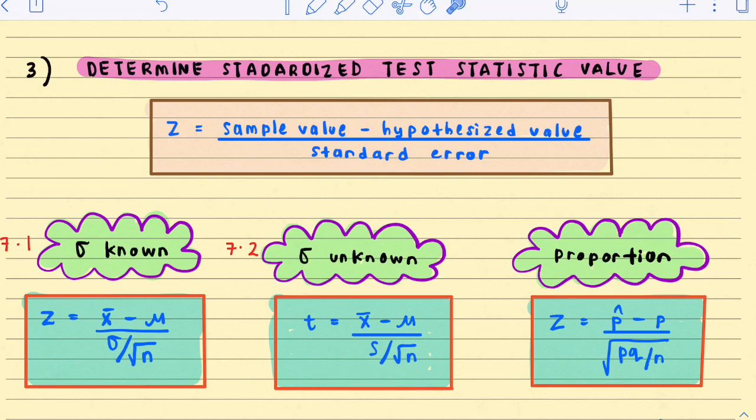The last one, proportion. Proportion is in our last subtopic, 7.3. So whenever you have the proportion hypothesis testing, you will use the z-test. So the formula is p hat. P hat is sample value, meaning the sample proportion, minus p, your population proportion, over standard error of proportion, which is square root of pq over n. So you have to memorize these three formulas. Later on, after you calculate this value, you will compare it in the region just now, whether this value falls in the rejection region or non-rejection region.